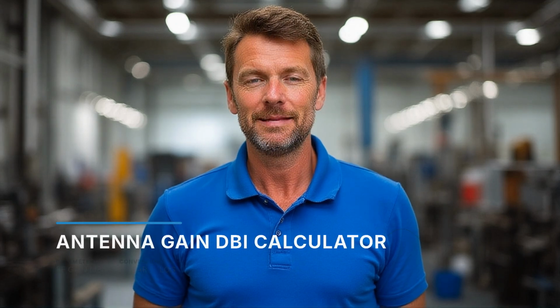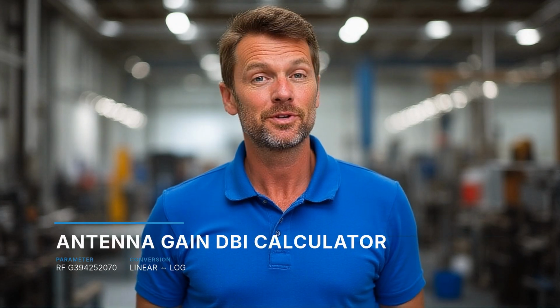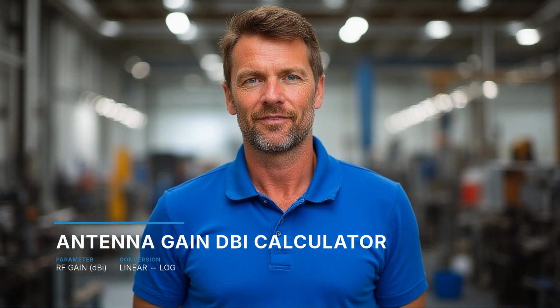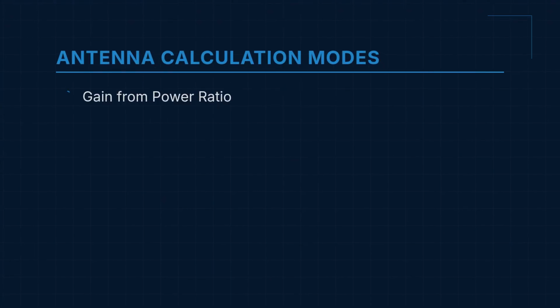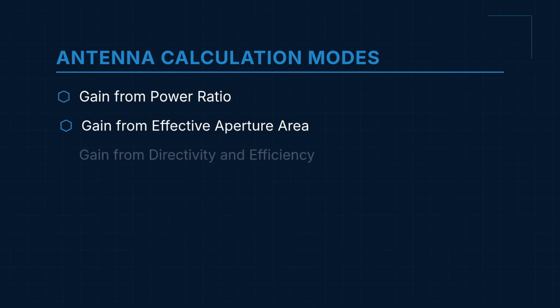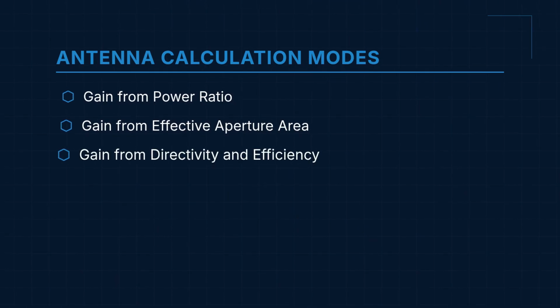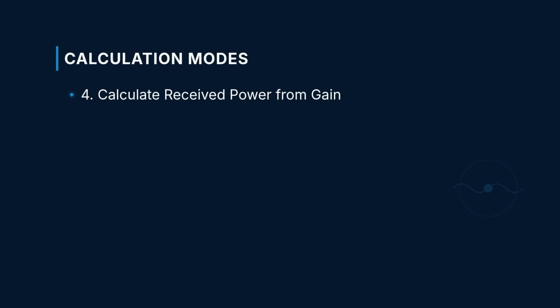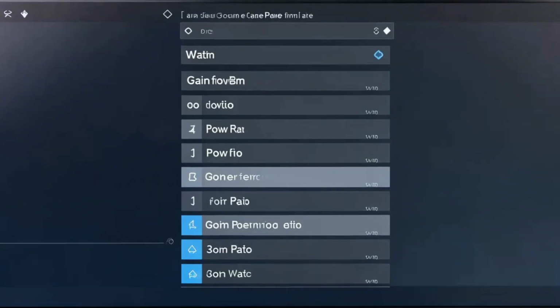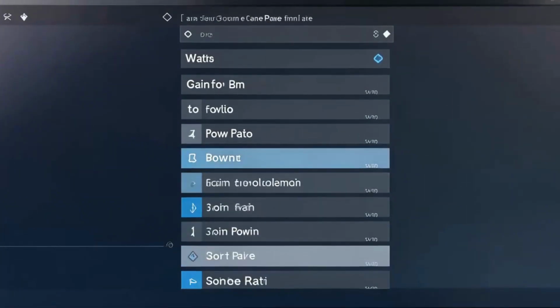The Antenna Gain dBi interactive calculator helps you convert between different antenna parameters and calculate gain values for various RF engineering applications. This calculator has 6 calculation modes available in the drop-down menu: gain from power ratio, gain from effective aperture area, gain from directivity and efficiency, calculate received power from gain, free space transmission between antennas, and estimate gain from beam width. For this demonstration, I'm using gain from power ratio mode.